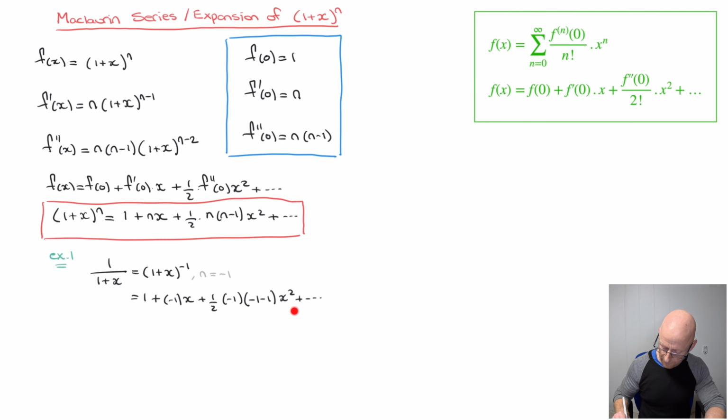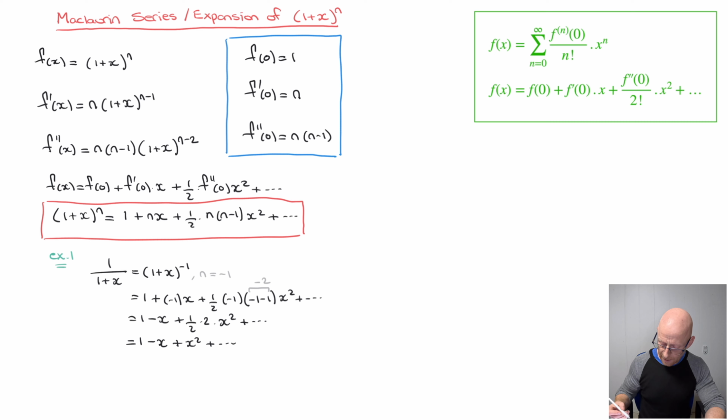I carry on and simplify all of this. 1 plus negative 1 times x, well, that's just 1 minus x, plus 1/2 times negative 1 times negative 1 minus 1. Well, negative 1 minus 1, that's just equal to negative 2. So we have negative 1 times negative 2, which is 2. So we have 1/2 times 2 times x squared plus 3 dots. I carry on. This becomes 1 minus x plus 1/2 times 2, which is 1, times x squared. So that's 1 minus x plus x squared. And the series carries on forever.